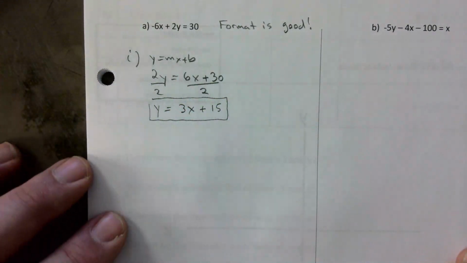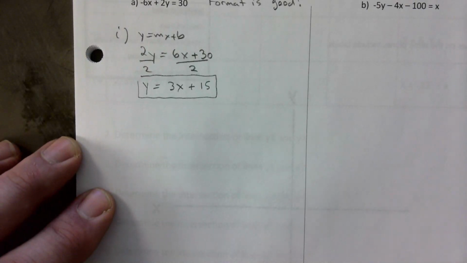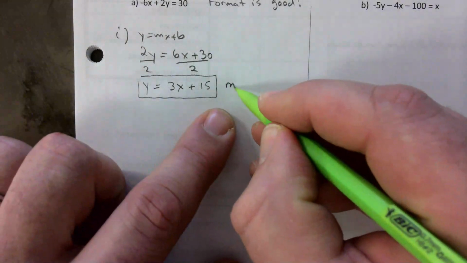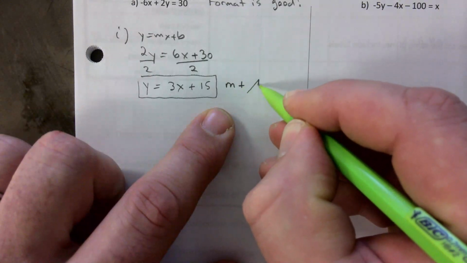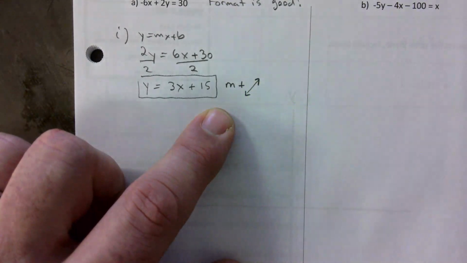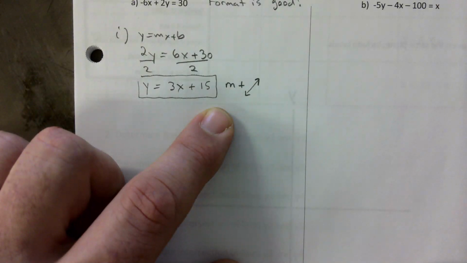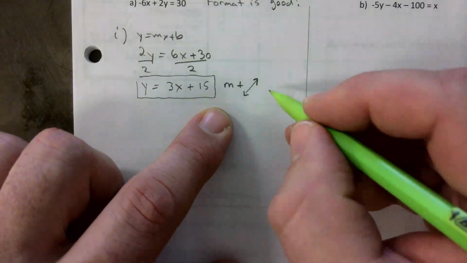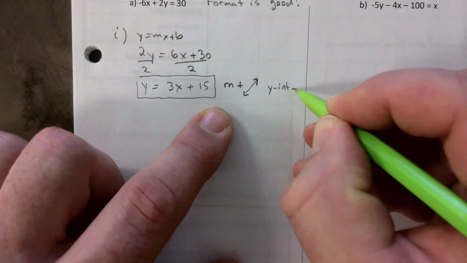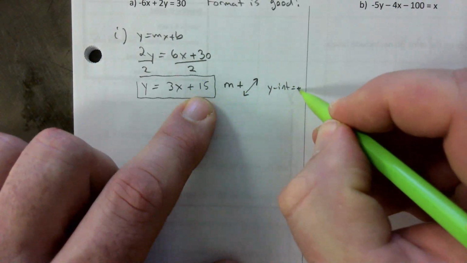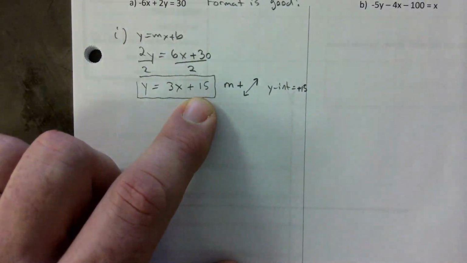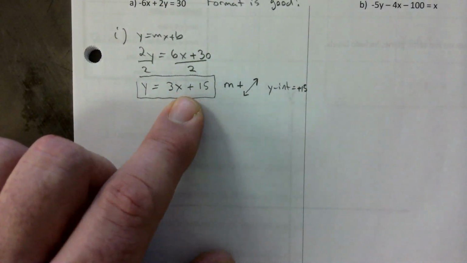What do we know about this? Just by looking at that, I need you to make sure you understand. The slope is positive, so I expect my line to look like this. Sometimes we miss that and we draw it the other way because we just go by our x-intercepts. That means you made a mistake on your x-intercept calculation, most likely. And the y-intercept is what? It's positive 15. So that's an observation you can make right off the bat.